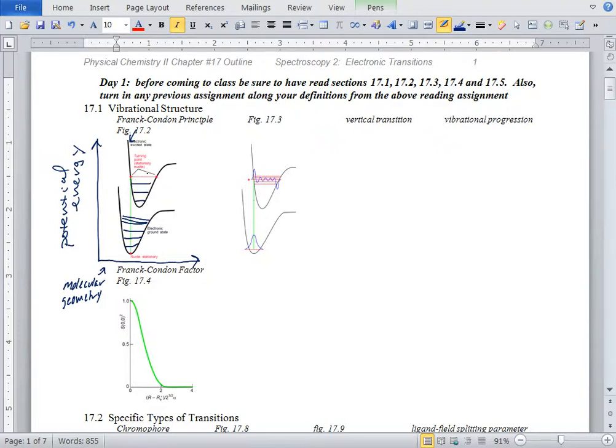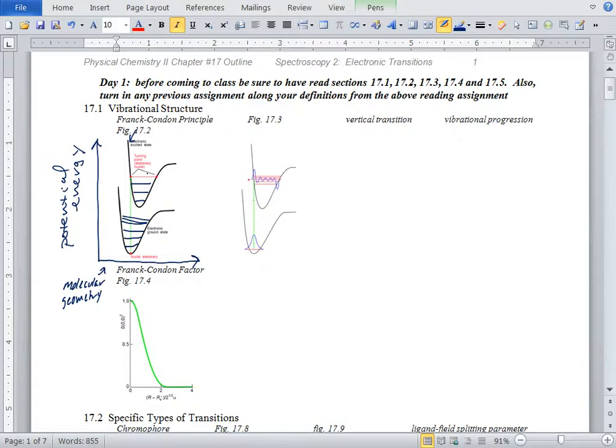Now, if these are vibrational energy levels, what's this whole thing called? You can point at this line and say, oh, that's a vibrational state, all the same frequency. But this whole thing is an electronic state. So you can go from one electronic state to another electronic state.